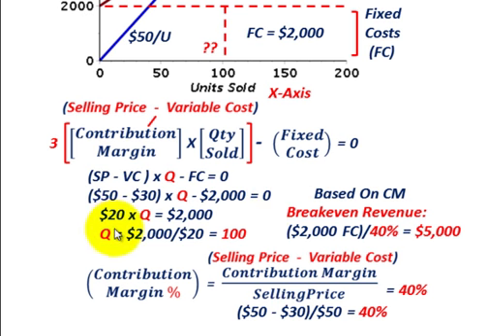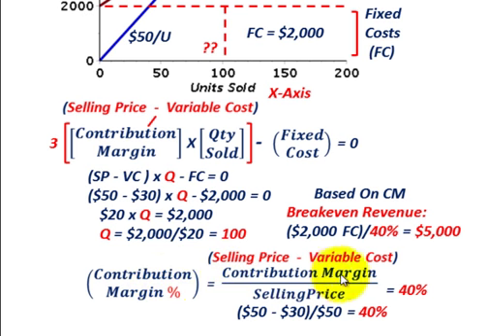So our quantity here is going to equal, well, we just divide both sides by 20. So quantity equals $2,000 divided by 20. Again, it equals that 100 units sold that we calculated up above for both of the other cases. But now, just expanding on that, we're going to look at calculating our break-even revenue based on this contribution margin.